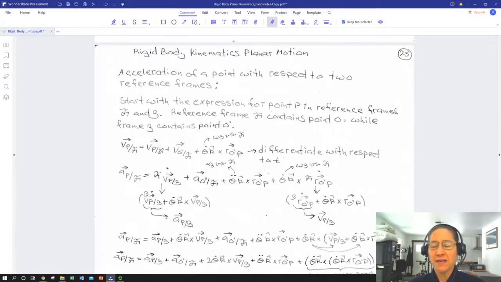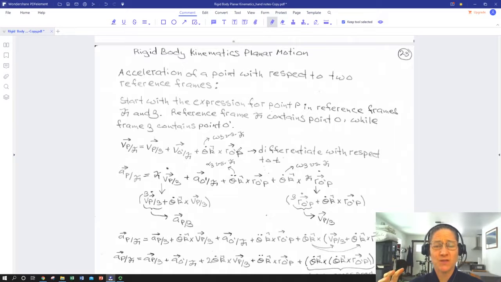V of P with respect to B is the velocity of P with respect to the B reference frame, which we're assuming is moving, generally speaking, plus the velocity of O prime, which is the origin point of the B reference frame, with respect to F. This is effectively the velocity of the whole B reference frame with respect to the F reference frame, plus the cross product of the angular velocity of reference frame B with respect to reference frame F, crossed into a radius vector from some known point in reference frame B, like its origin O prime, to P, the point of interest.